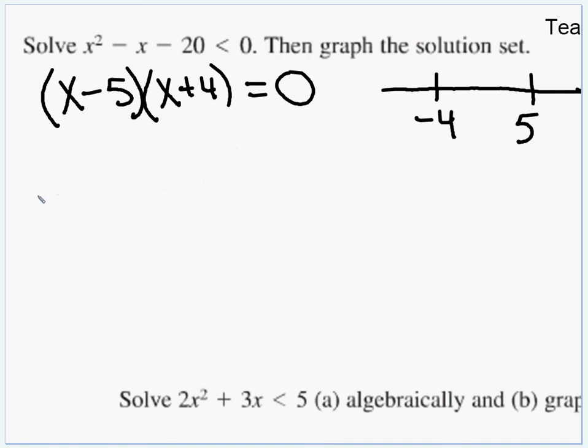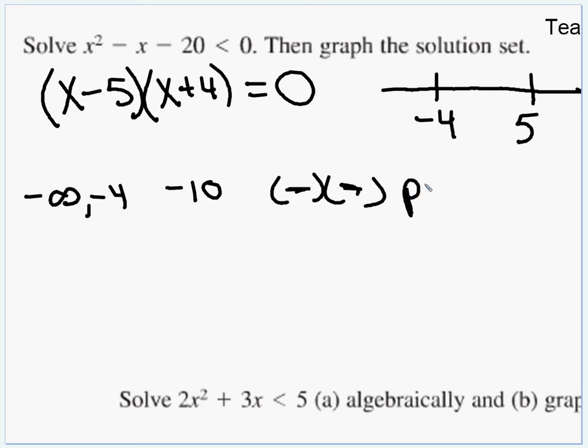Okay, first interval, negative infinity to negative 4. Let's test negative 10. I'm going to put negative 10 in here. Negative 10 minus 5 is negative. Negative 10 plus 4 is also negative. Negative times negative is positive. And our inequality in this one is less than. So are positive numbers less than 0? No, they're not. That's false. We're not going to color in that interval.